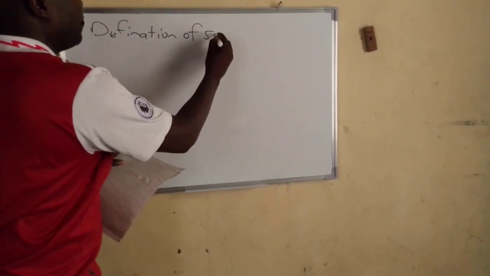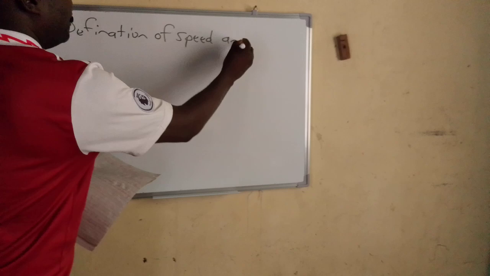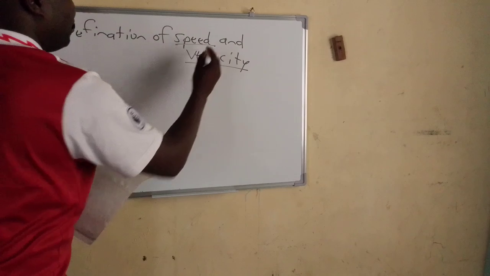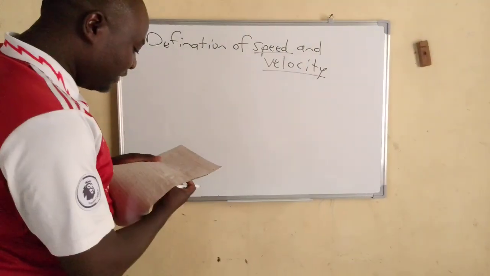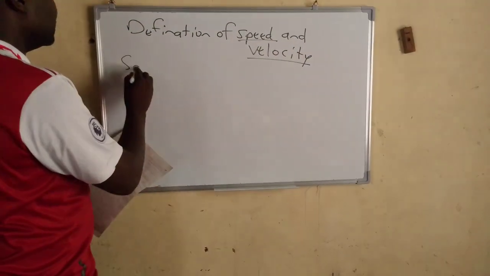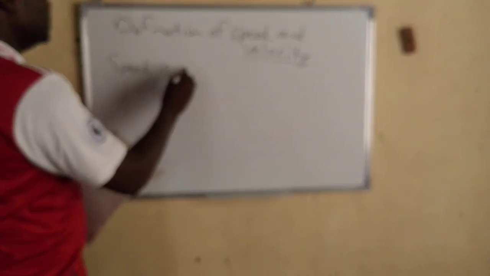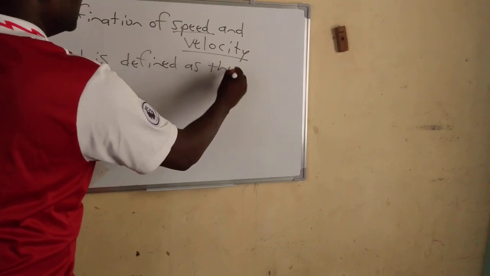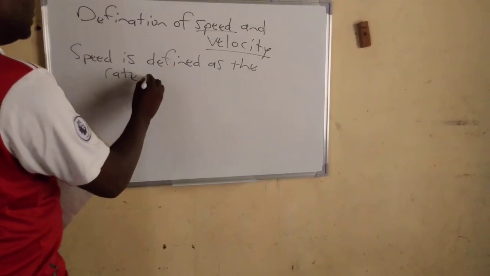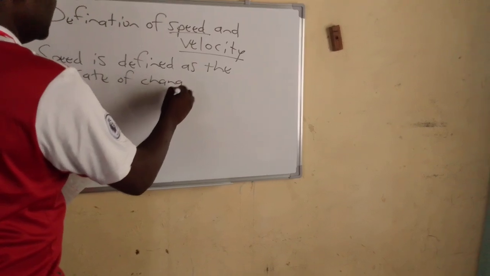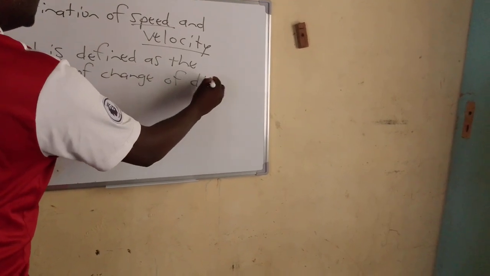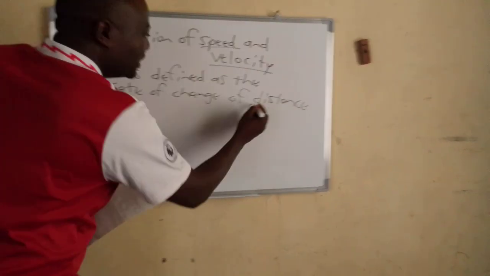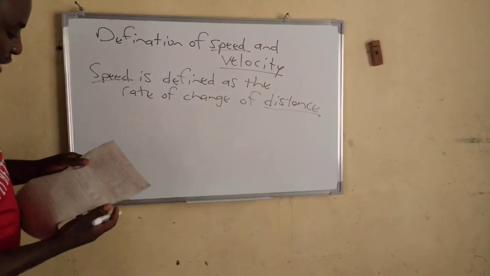Definition of speed and velocity. Speed is defined as the rate of change of distance. So speed is a scalar quantity. Said distance is a scalar quantity, so speed is a scalar quantity.